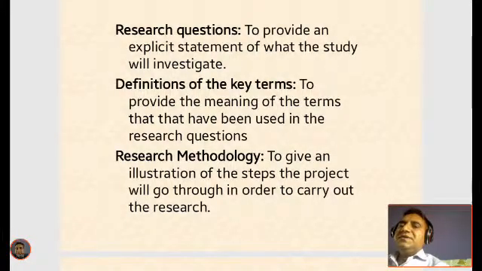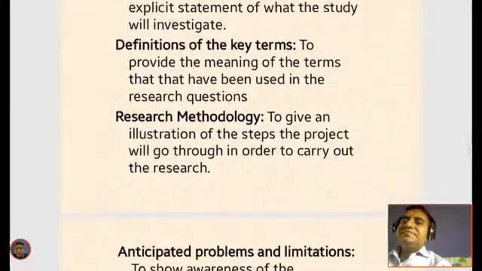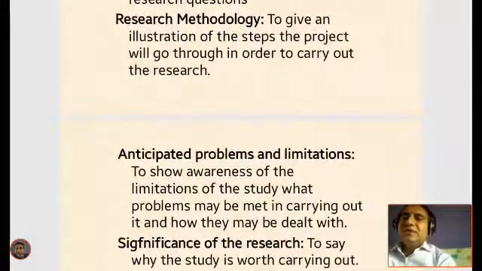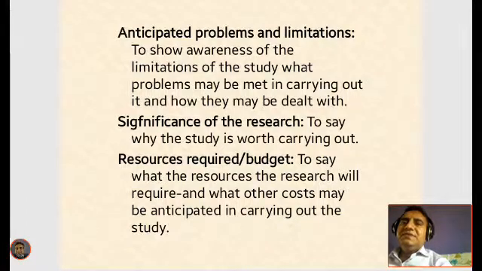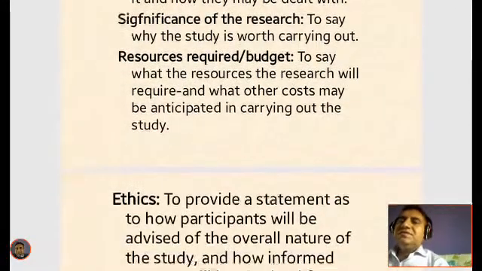Research methodology. It gives an illustration of the steps the project will go through in order to carry out the research. Anticipated problems and limitations. To show awareness of the limitations of the study, what problems may be met in carrying it out and how they may be dealt with. Significance of the research. To say why the study is worth carrying out. Resources required and budget. To say what resources will be required and what other costs may be anticipated in carrying out the study.